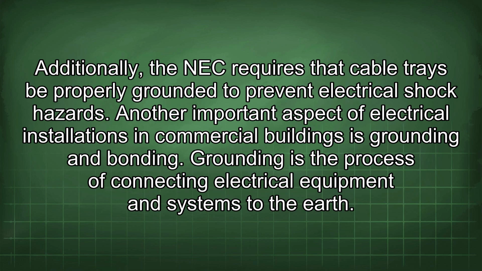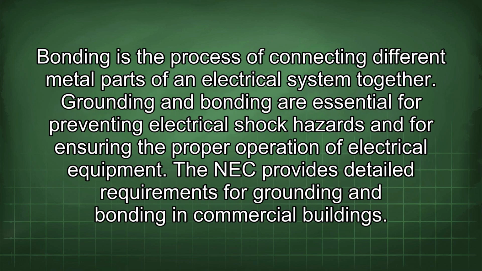Another important aspect of electrical installations in commercial buildings is grounding and bonding. Grounding is the process of connecting electrical equipment and systems to the earth. Bonding is the process of connecting different metal parts of an electrical system together. Grounding and bonding are essential for preventing electrical shock hazards and for ensuring the proper operation of electrical equipment.